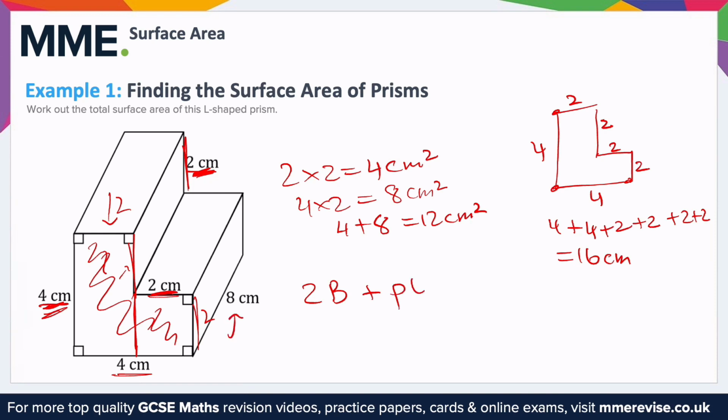In this case, we know that the area of the base is 12, so 2 times 12, plus the perimeter of the base, which is 16, times by the length of the prism, which is 8. So, working this out, it ends up being 152 centimetres squared.